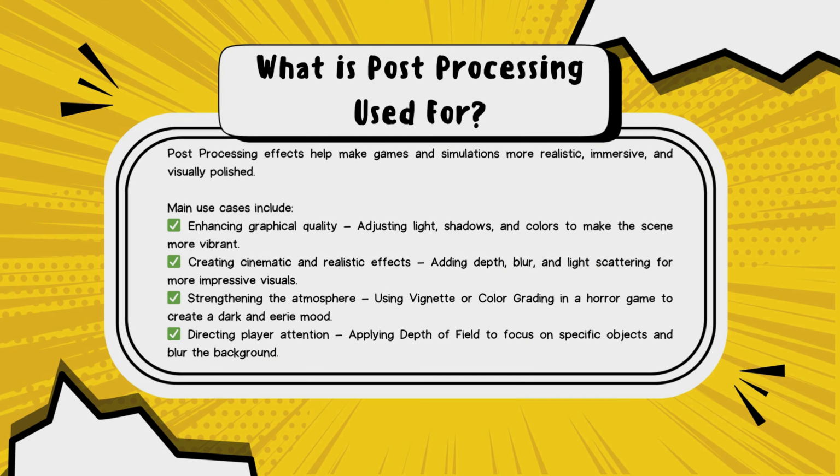What is post-processing used for? Post-processing effects help make games and simulations more realistic, immersive, and visually polished. Main use cases include enhancing graphical quality, adjusting light, shadows, and colors to make the scene more vibrant, creating cinematic and realistic effects, adding depth, blur, and light scattering for more impressive visuals, strengthening the atmosphere, using vignette or color grading in a horror game to create a dark and eerie mood, directing player attention, applying depth of field to focus on specific objects and blur the background.